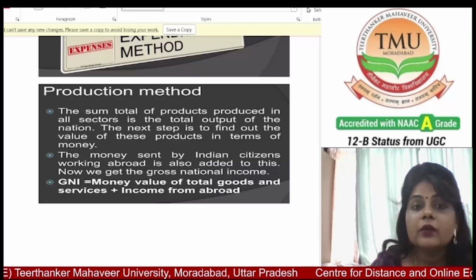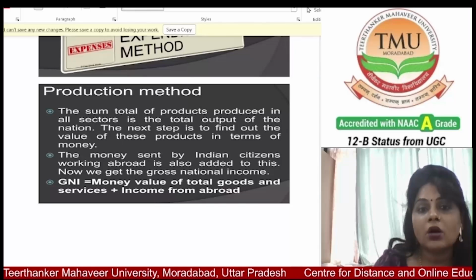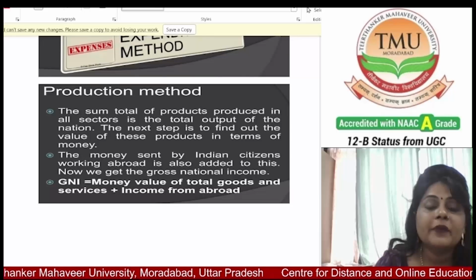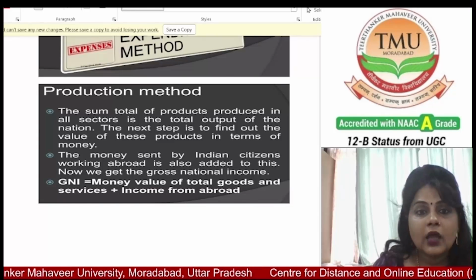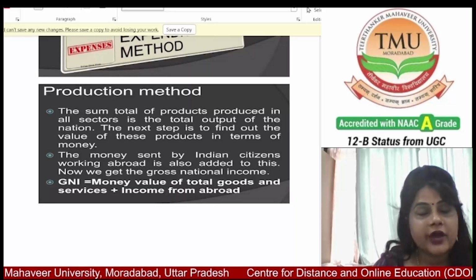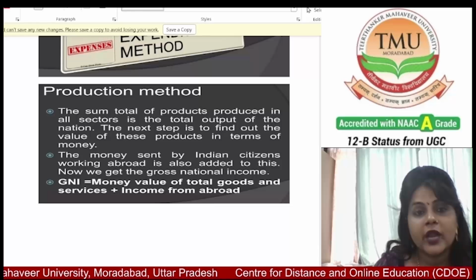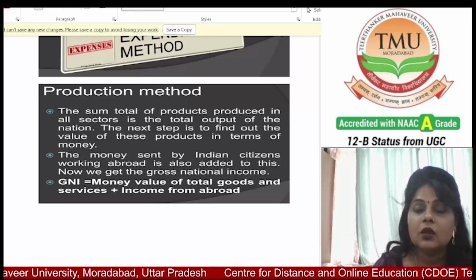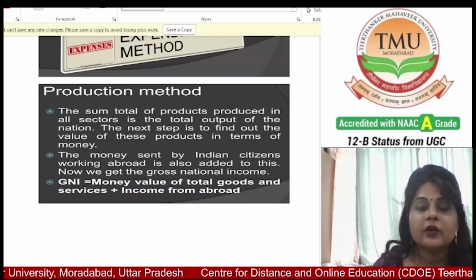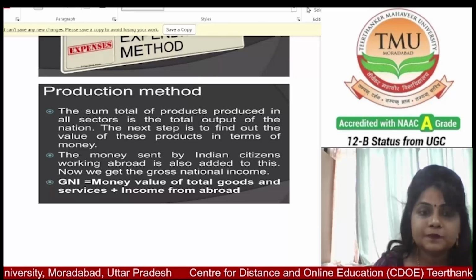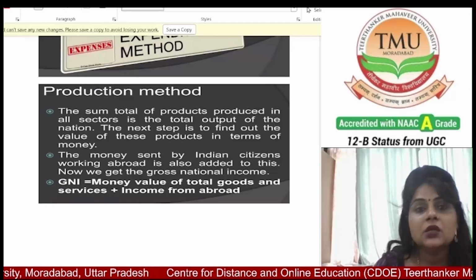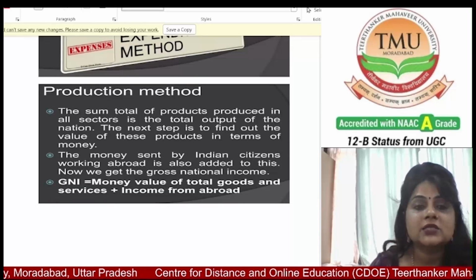NDP, net domestic product at factor cost. For the calculation of domestic income, the value of depreciation and net indirect tax is subtracted from the gross domestic product at market price. Net domestic product at factor cost is equal to GDP at market price minus depreciation minus net indirect taxes.